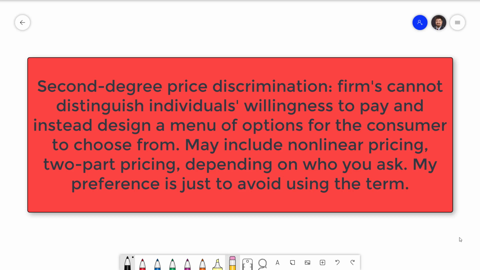Of the strategies we are going to talk about in these videos, nonlinear pricing, two-part pricing, and versioning are all sometimes called second-degree price discrimination.